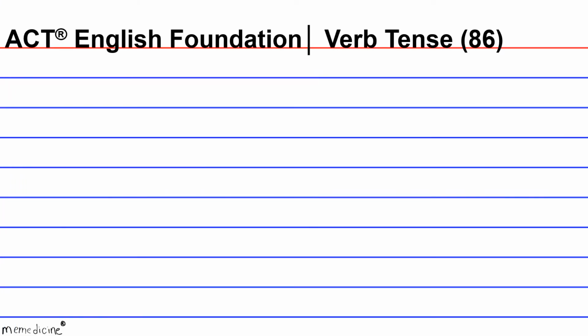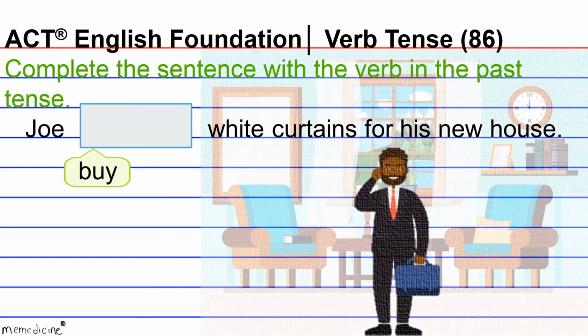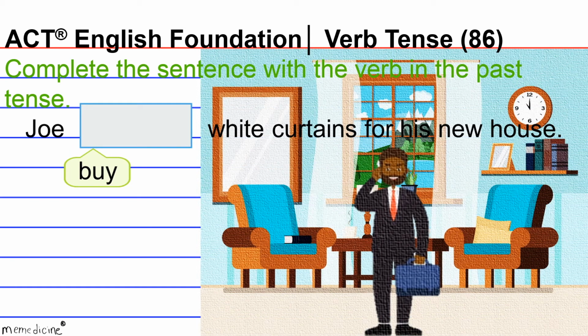ACT English Foundation, verb tense, question 86. Complete the sentence with the verb in the past tense. Joe blank white curtains for his new house. The task here is to shift the tense of buy to its simple past tense verb form.